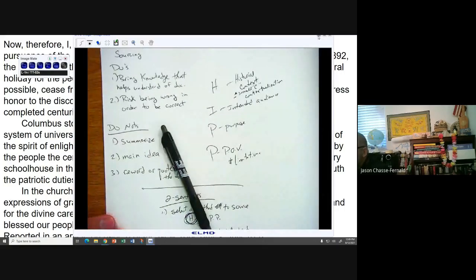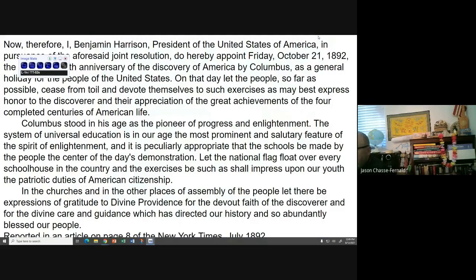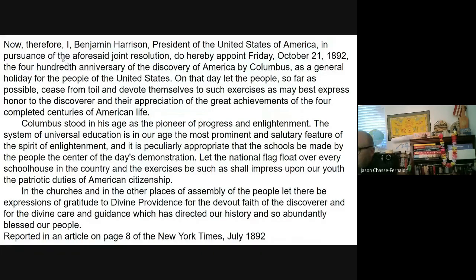All right, let me give you an example of this. If I'm looking at this document right now, and you say something like, Benjamin Harrison created a holiday in order for people to know about Columbus Day, then that's not sourcing. You're just summarizing. All right, so what do you need to do? Let me give you a couple of examples of how you could source this document.